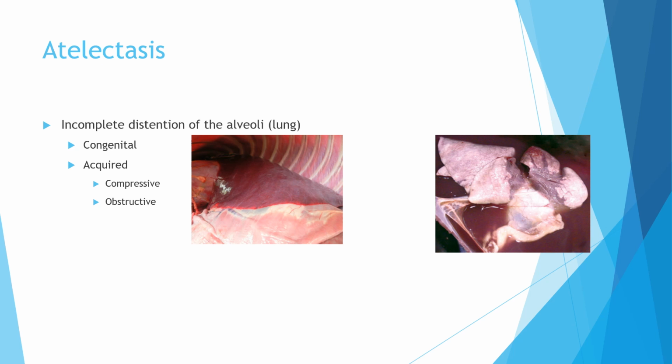Incomplete distension of the alveoli or lung, atelectasis, can be divided basically into congenital or acquired atelectasis. The acquired atelectasis, based on the cause, can be either compressive or obstructive.